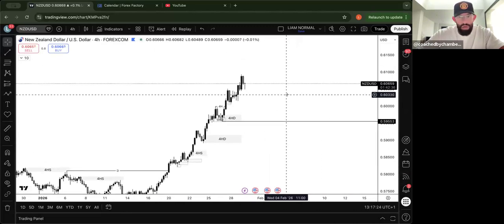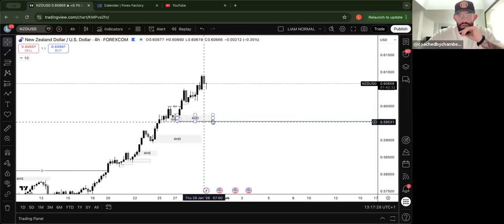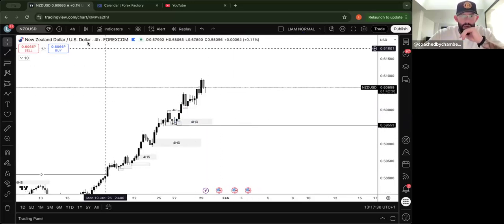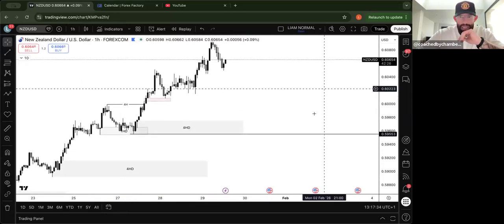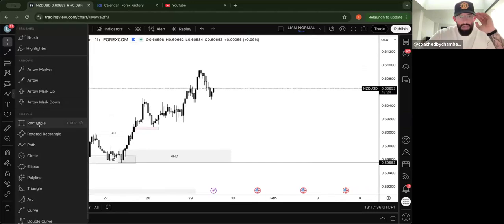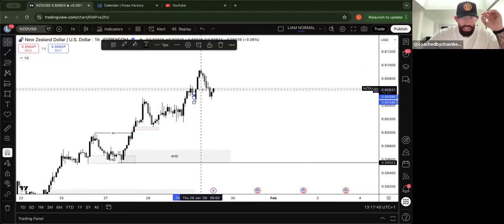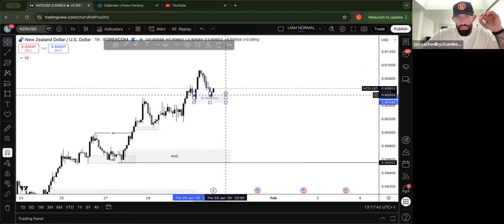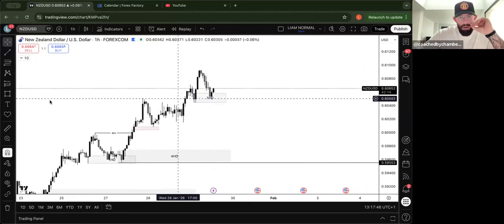NZD USD has been moving pretty smooth. I was waiting for this 4 hour demand area to come back into where we're currently at. If I just look at the 1 hour, it's a little bit clearer. We're in this 1 hour demand area as we speak, and that's where we're currently getting that movement from right now. So of course, understand that that is where we're at.